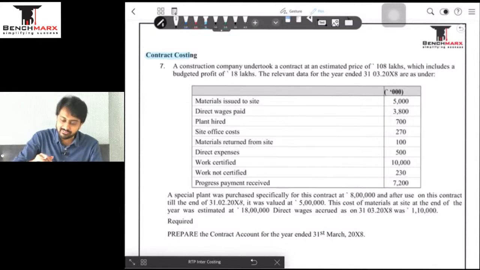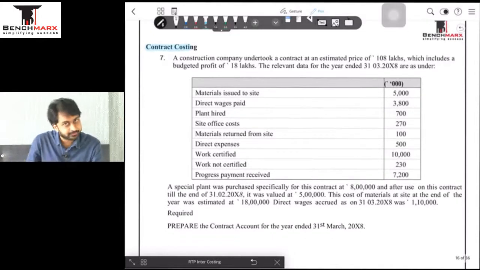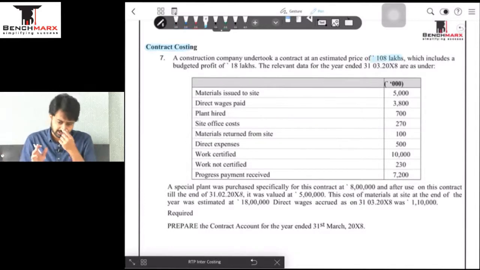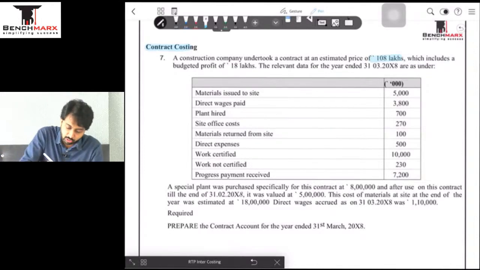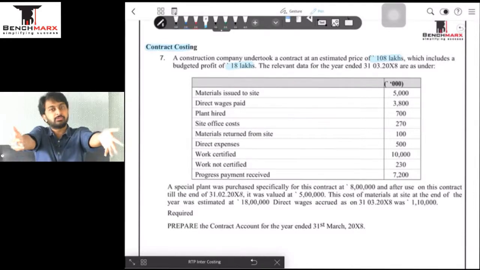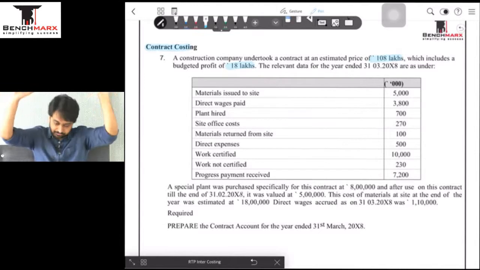Question number 7, November 18 RTP is what we are doing. So let's start reading the question, please. Question number 7, a construction company undertook a contract at an estimated price of 1,08,000. So this is more like my contract price. ये अपना contract price है, ठीक है? Which includes a budgeted profit of 18 lakhs. The contract price has to include a profit because this is always at a selling price. Because ये अपन quote कर रहे हैं, अपने quotation price में हमेशा profit होना चाहिए.